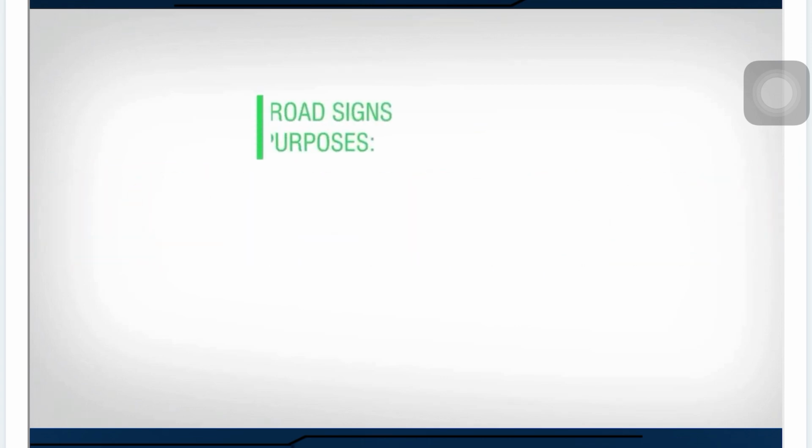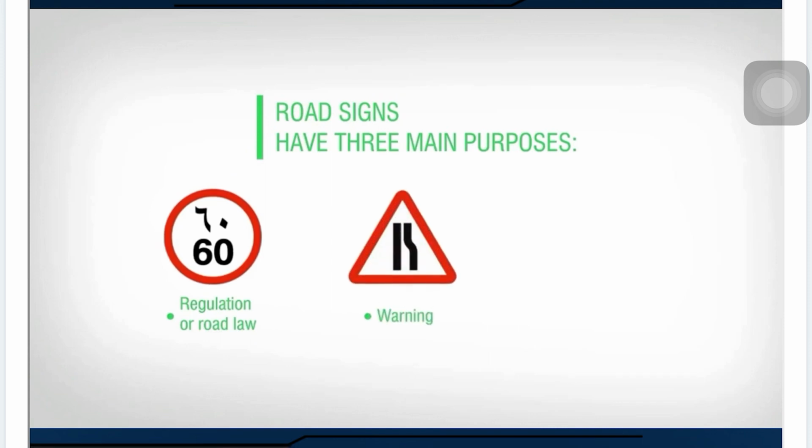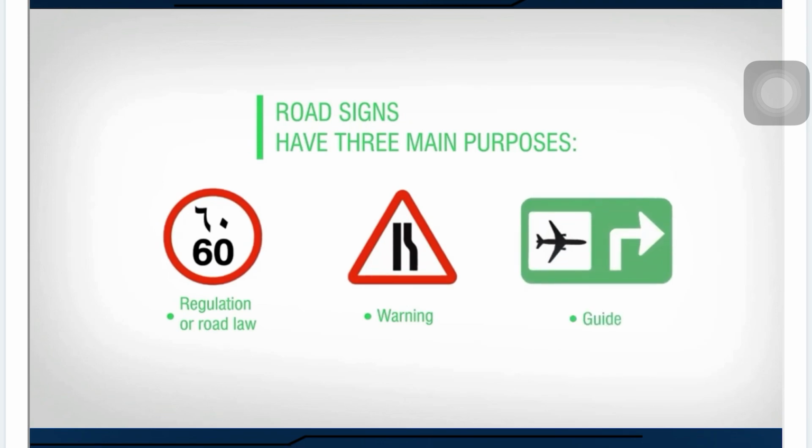Road signs have three main purposes. Regulation or road law. These signs express what the legal parameters are on the road, the speed limit, turning rules, and so on. Warning. These signs make drivers aware of any hazards that might be involved whilst driving on the road. Guide. These signs give information on the area and directions of the road, which area you're in, where the road is leading, etc.